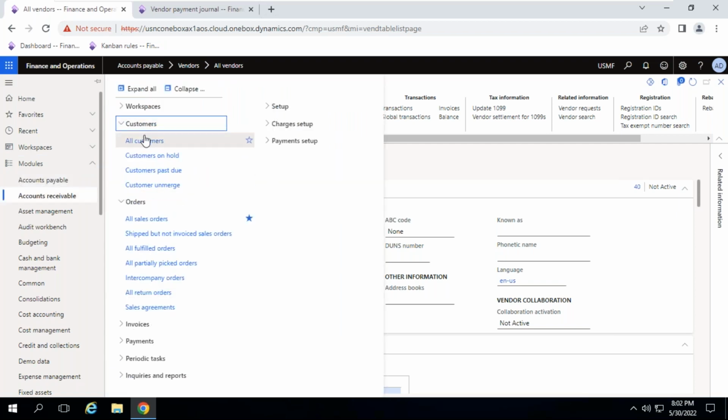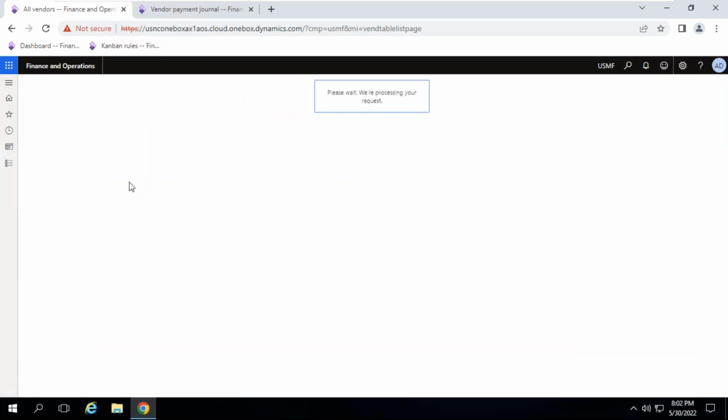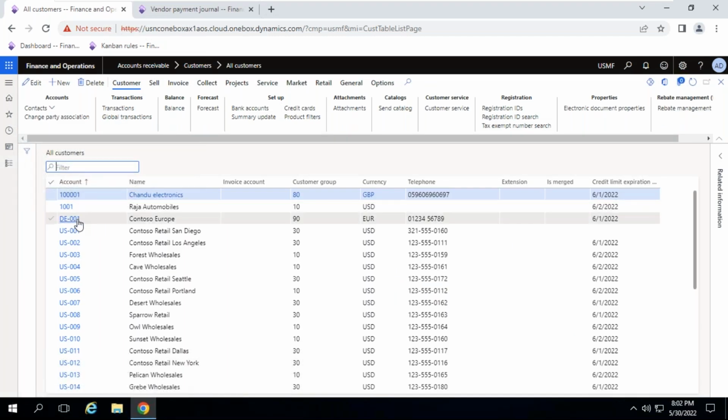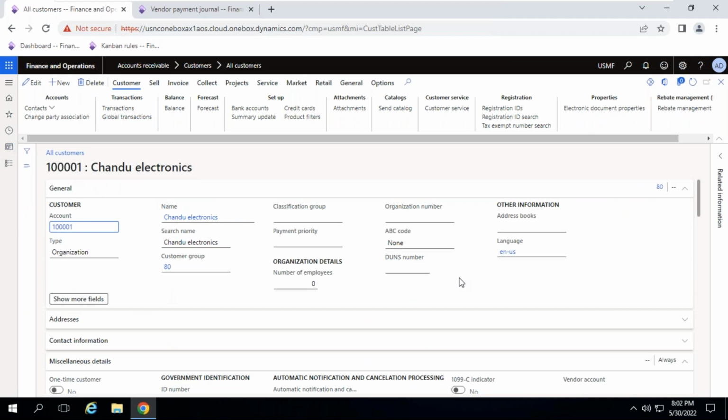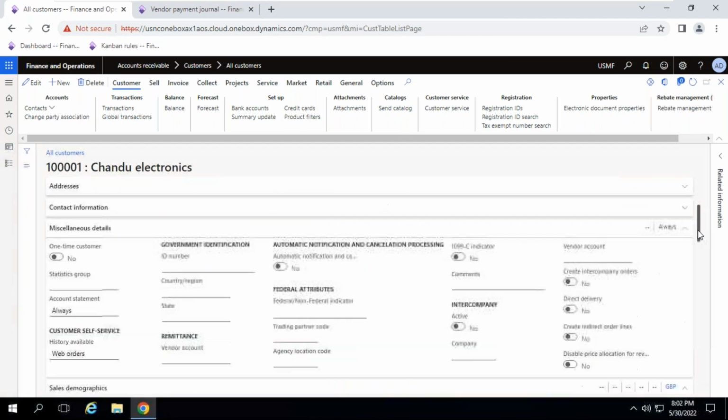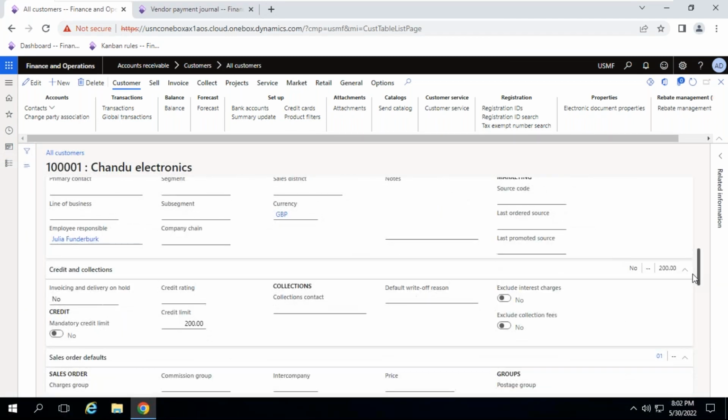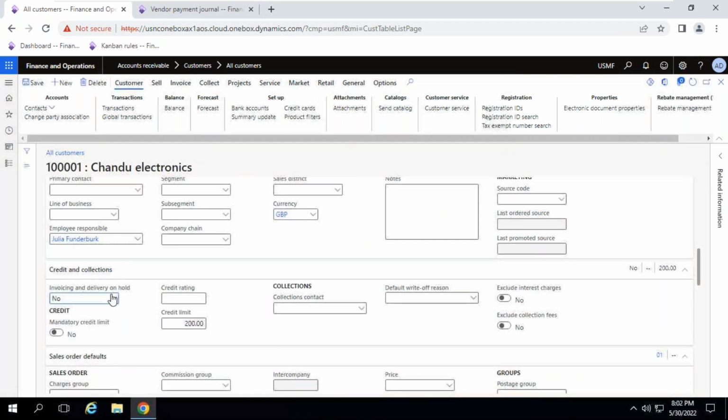But for customers, it will be inside. It will not be outside. It is not here, but here inside. If you go to credit and collections here. Okay. Okay, fine, sir.